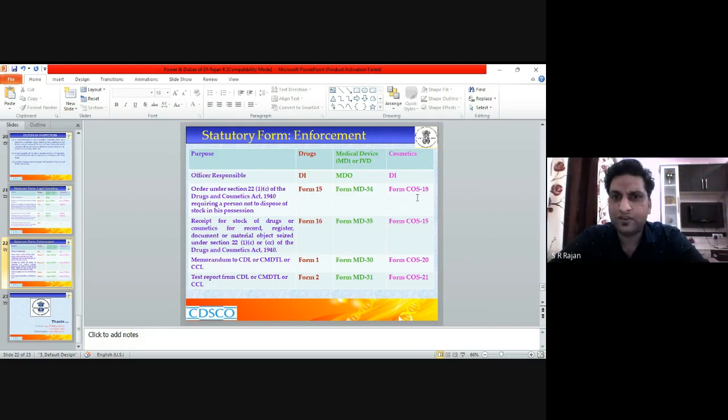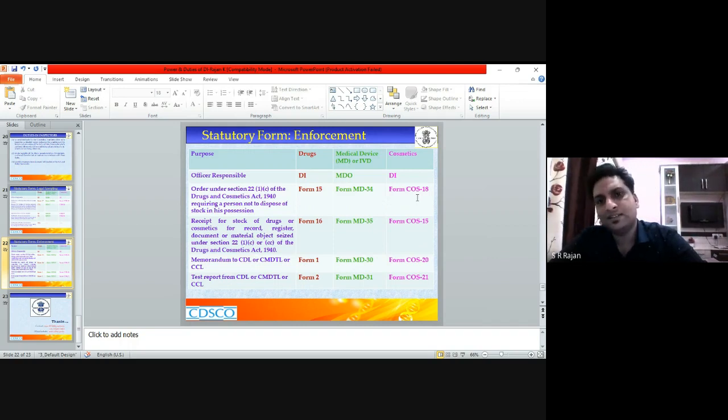As I have mentioned earlier, separate rules have now been framed by the central government: the Drugs Rules 1945, the Medical Device Rules 2017, and for cosmetics the Cosmetics Rules 2020. The powers of inspectors, in case of the Drugs Rules, are given under Rules 50 and 52 for the regulation of drugs.